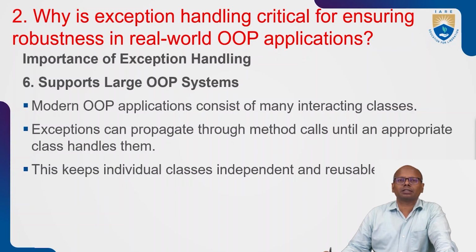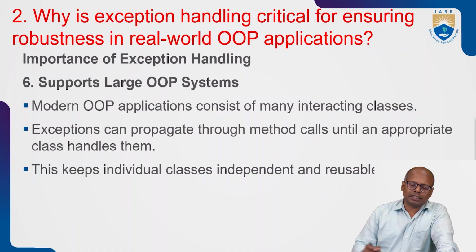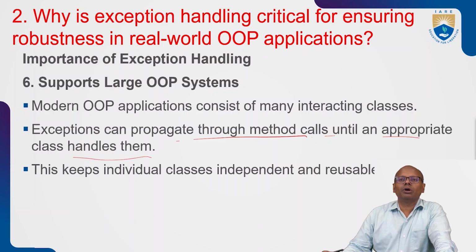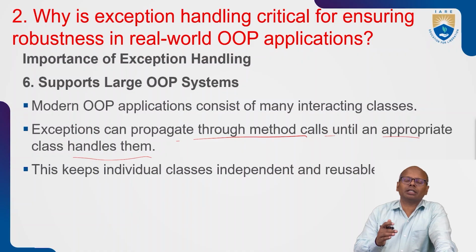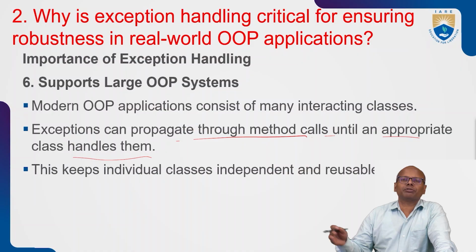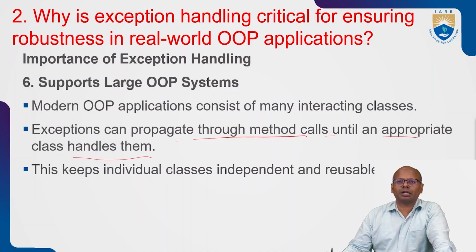It supports large systems. Since modern applications are very huge and objects are interacting with each other, exceptions can propagate through method calls until the appropriate caller handles them. If some exception happens, it may not terminate properly. Rather, it will propagate through the method calls, because all the objects are interacting through method calls. The exception will continue further.